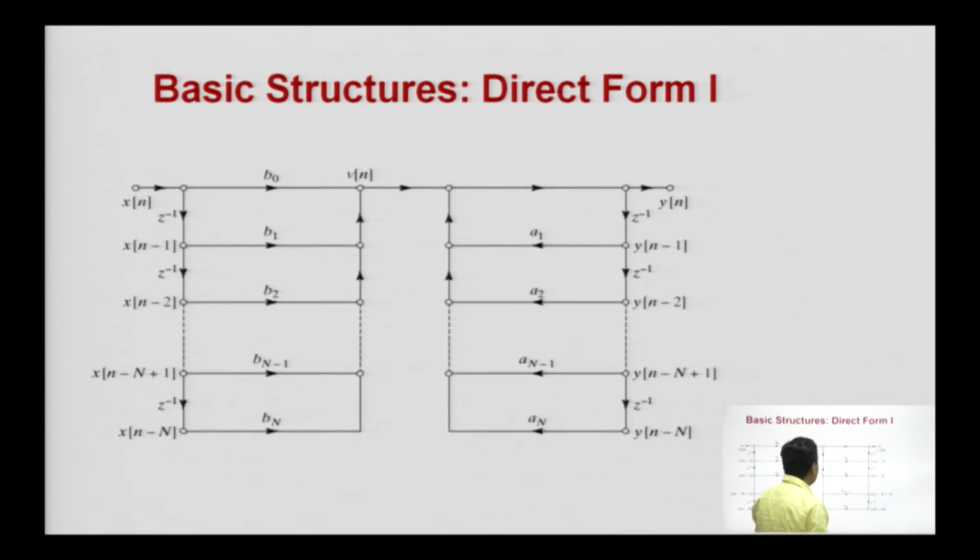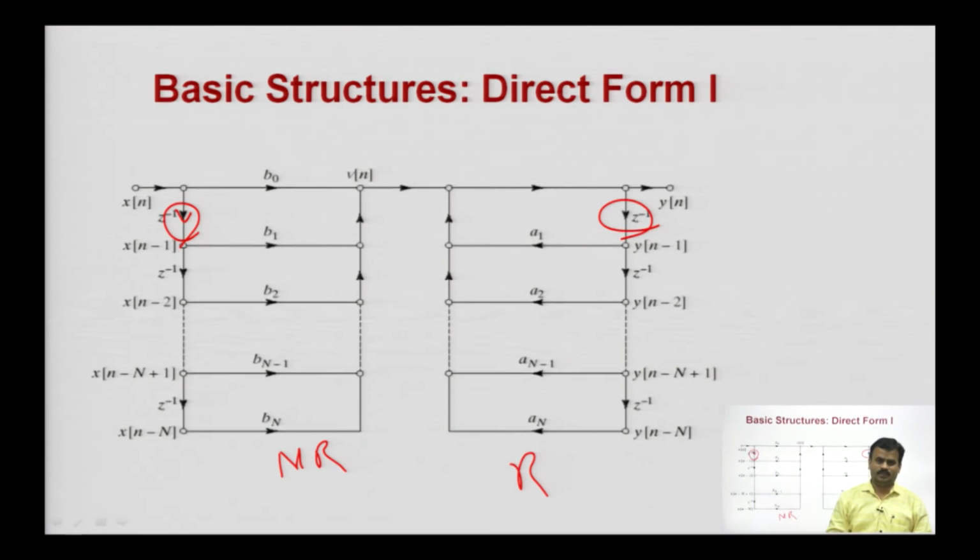Now, the basic structure of direct form 1: you can see here this is your non-recursive term and this is your recursive term. In this it is not possible to combine the delay elements. Look, how can it happen? Here there is a delay element and here there is one, and the two cannot be made one. So, it cannot be a canonic structure. That is why we always say direct form 1 is a non-canonic structure.